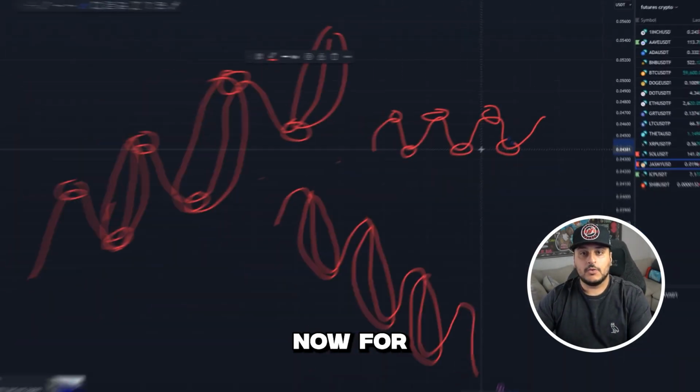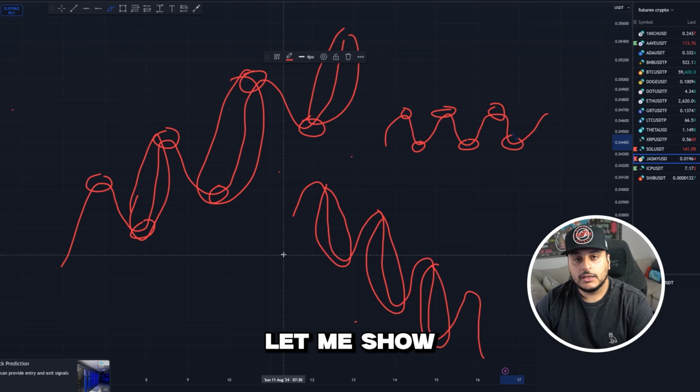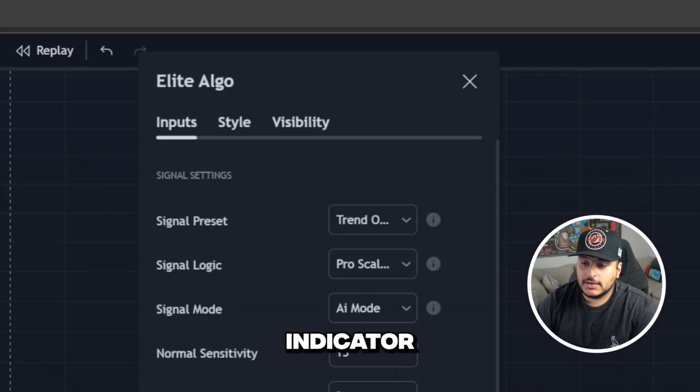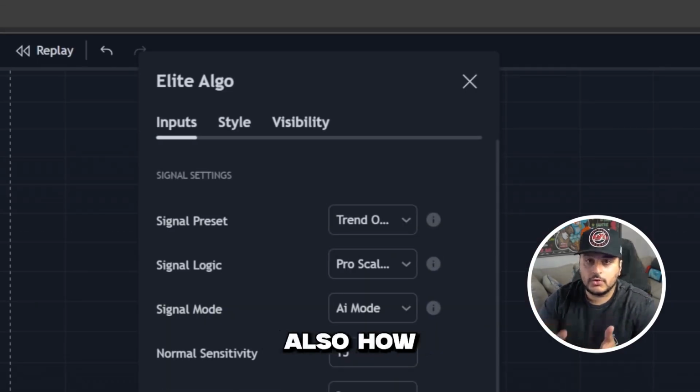Now, for this strategy, again, we're going to need to use one indicator on our charts. Let me show you guys exactly which indicator you want to use. So the indicator we want to use is this right here. It's called Elite Algo. Now, this indicator is not available on the public library, so if you don't have access to it, don't worry. I'll show you at the end of the video also how you can get access to it.